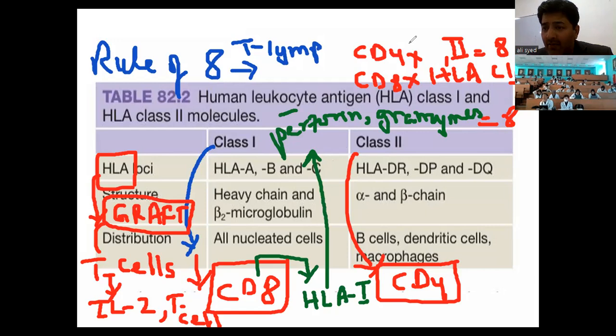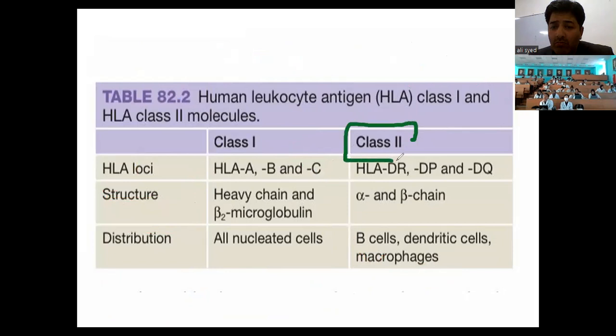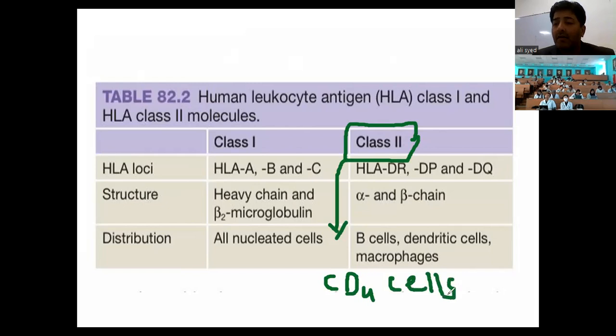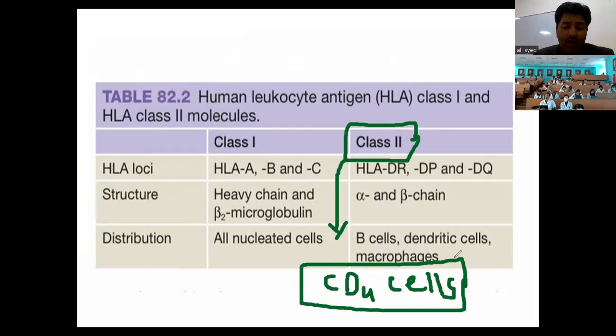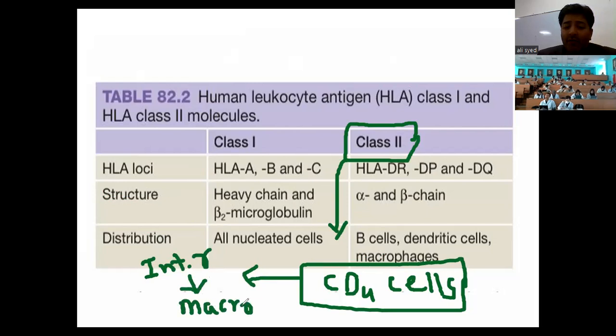Clear? Okay. Now second is your class 2. So class 2 is your CD4 cells, CD4 T lymphocytes. Now see here, it will recognize HLA class 2 antigens which are present on the graft. It will recognize donor class 2 antigens. And when it recognizes donor class 2 antigens, now it will release interferon gamma. And this interferon gamma will ask macrophages to come and destroy this foreign body.